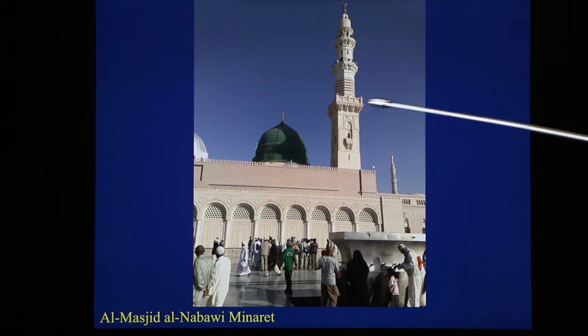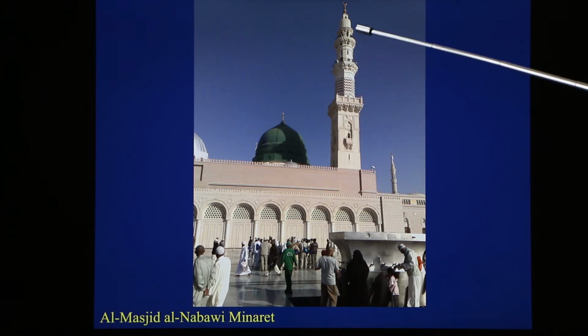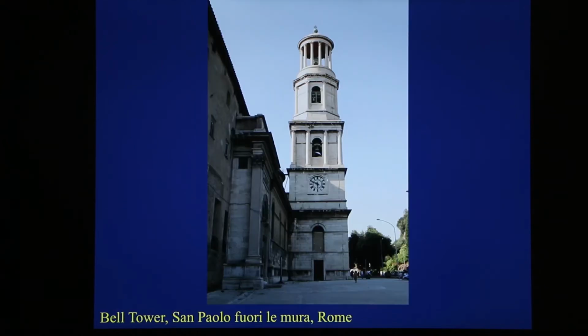And now to take you for the surprise journey, I take you to the Arab world. I take you to one of the most famous mosques, the Al-Masjid Al-Nabawi minaret. And what do I have? A square, an octagon, and a circle. And I take you to Rome, ladies and gentlemen. And I take you to San Paolo fuori le mura. This is now the bell tower of the Church of St. Paul in the holy city of Rome of the Catholics. And what do I have? A square, an octagon, and a circle.